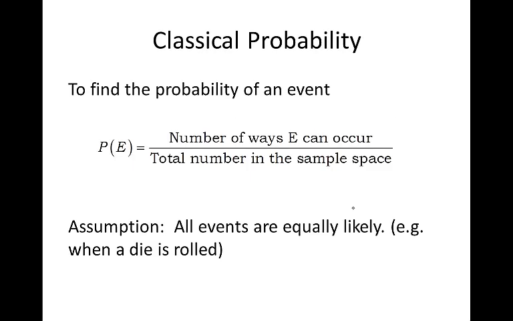So we all have a sort of intuitive sense of probability. Sometimes this is wrong, though. So I want to go back to just the intuition of probability and see if we can somehow quantify that and be able to work some of these problems. So define the probability of an event, and that event is E. The probability of E is the number of ways E can occur divided by the total number in the sample space, the total number of possible outcomes. And the assumption here is that all events are equally likely, like when we roll a die.